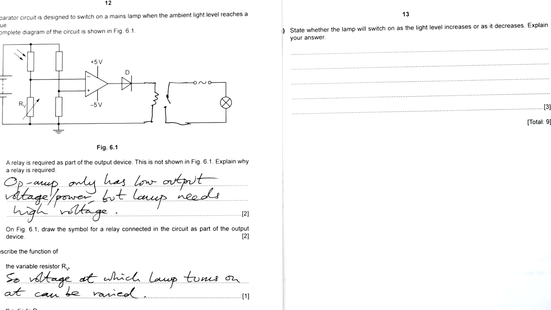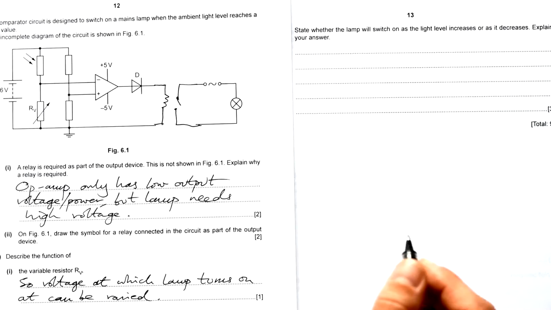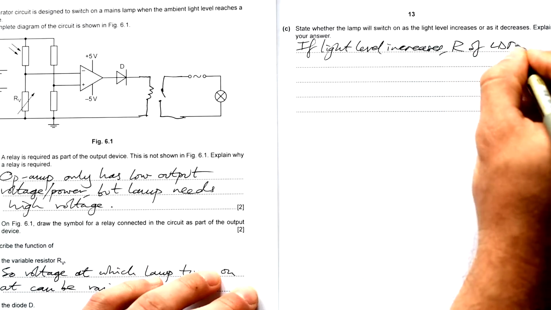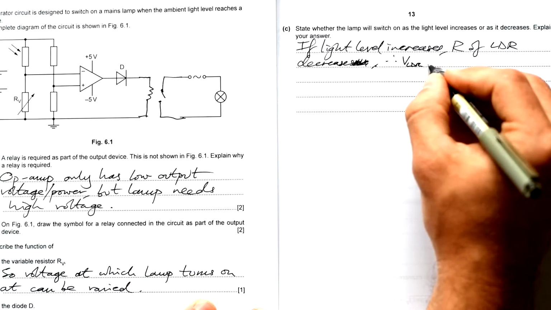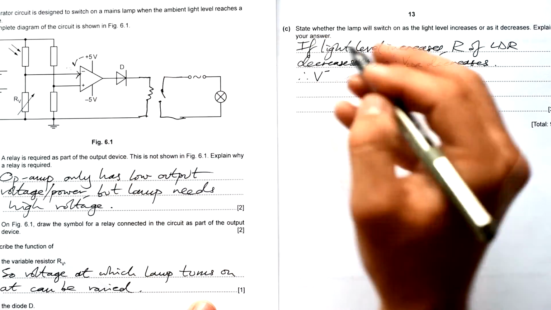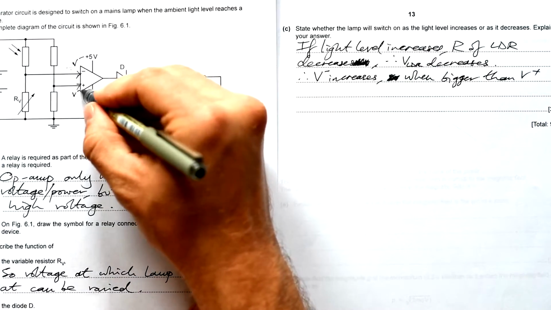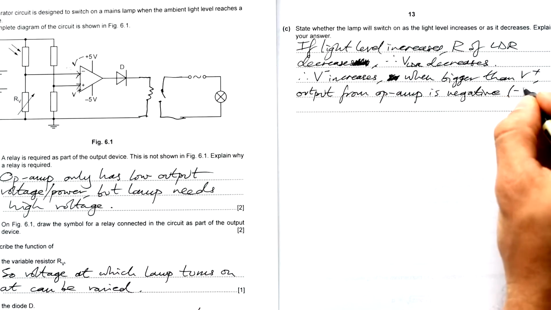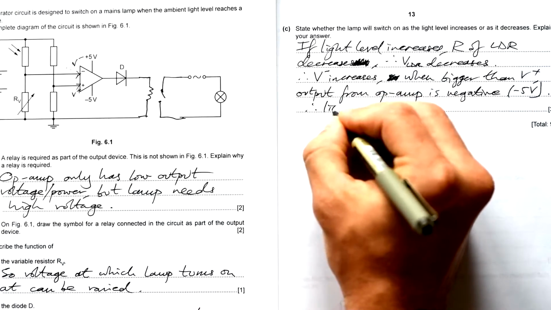C. State whether the lamp will switch on as the light level increases or as it decreases. Explain your answer. So let's think about this logically. If the light level increases, the resistance of the LDR decreases. Therefore, the voltage across the LDR also decreases. Therefore V dash, we can say that's the PD coming into here, increases, and when it's bigger than V plus going in here, the output from the op amp is negative, and that's going to be minus 5 volts. It's either plus or minus 5 volts, isn't it? Therefore, the light turns on.